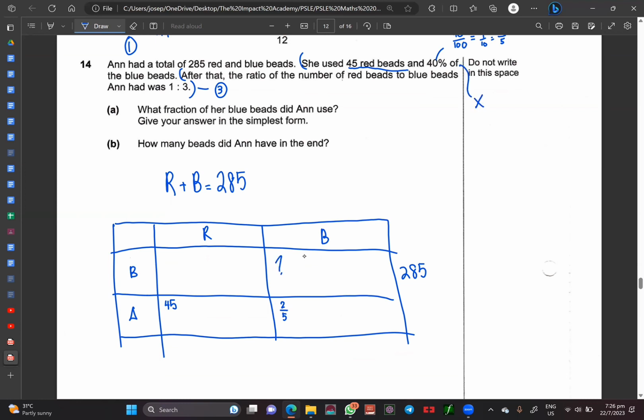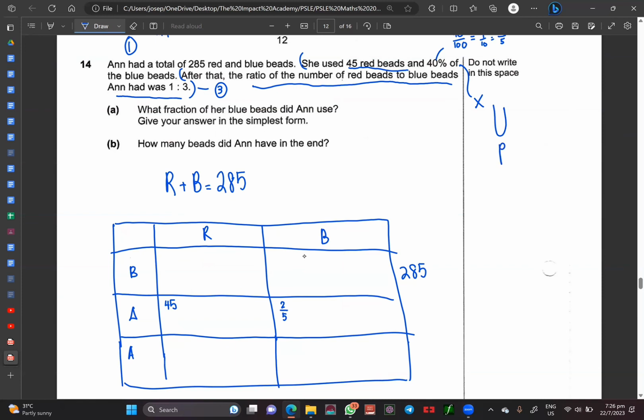But do you know how much is blue? You do not know. You understand what I'm saying? So don't worry, you just write on first. And you realize one thing for sure is that the ratio of the number of red beads to blue beads in the end was 1:3. So this is my after. Now, remember, if we are doing ratio, it is always units and parts. If we are doing fractions and percentages, then most of the time it will be rainbow. You must know the difference.